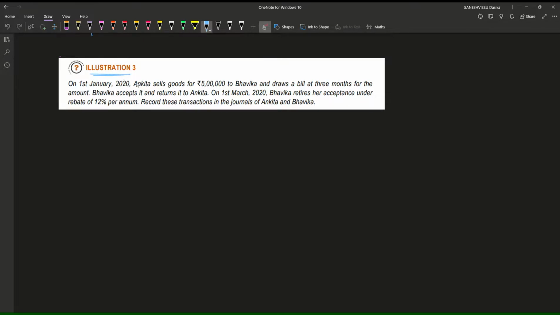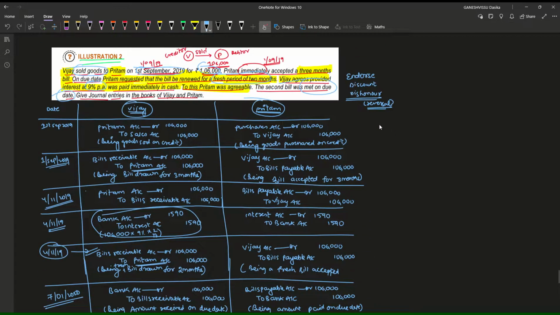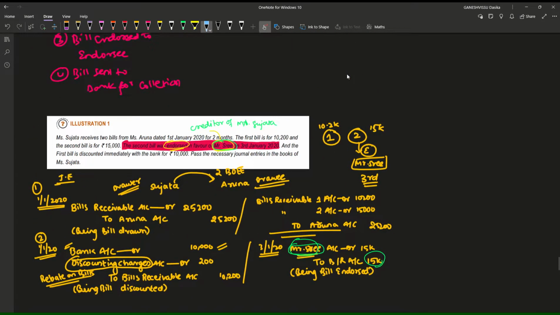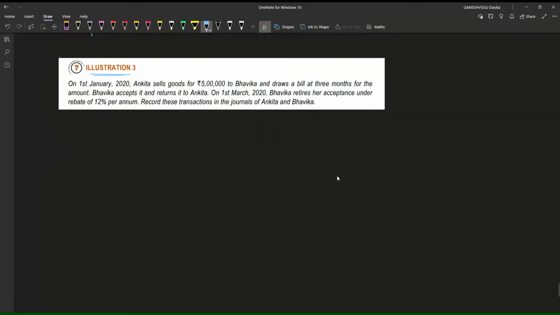Before going to this illustration number 3, let us see what we have discussed. We have seen in illustration number 1 and 2, in illustration number 2, how to dishonor the entry. That means how to see these dishonor entries, how to endorse the bill to another person. And in the first question we have seen how to discount, right? And now in this question, let us see how to retire the bill, retirement of a bill under rebate. This is what we can say retirement of a bill under rebate.